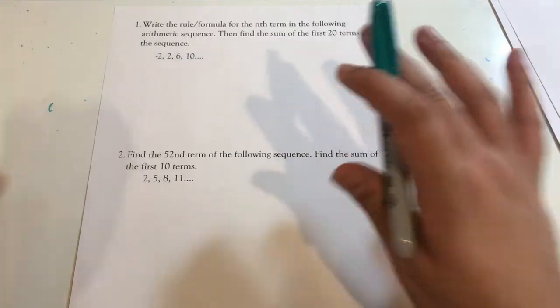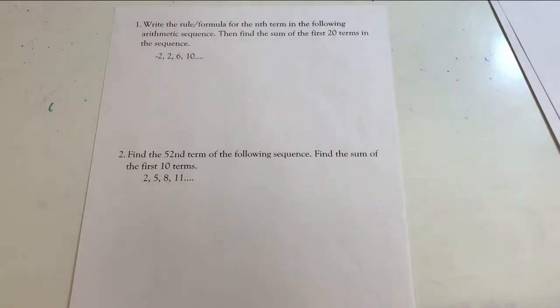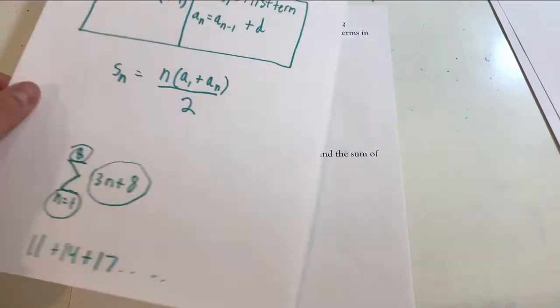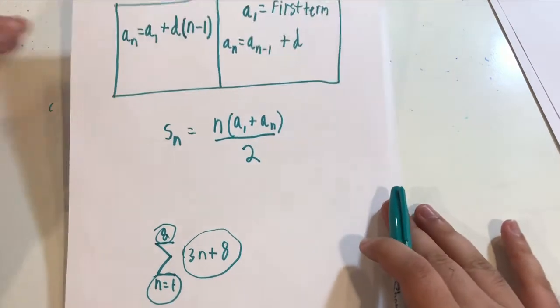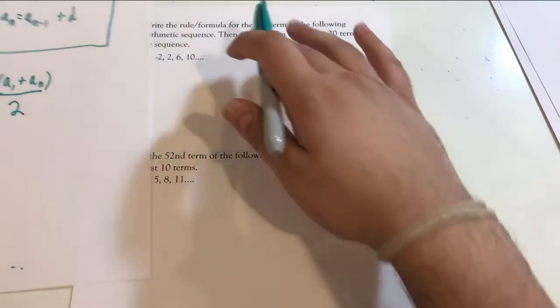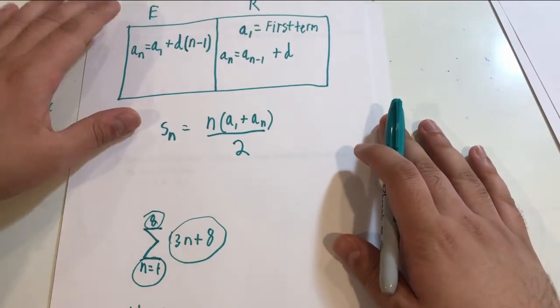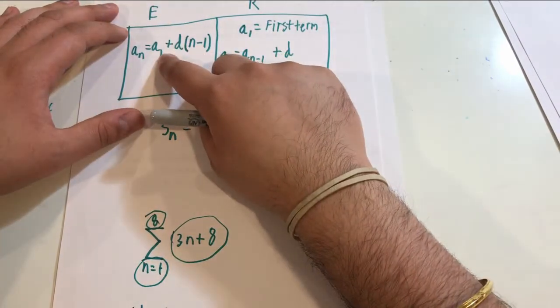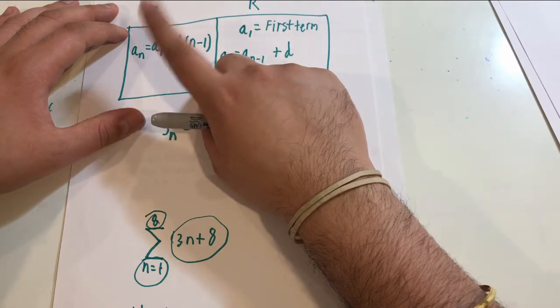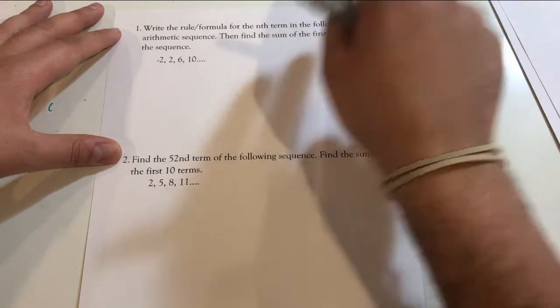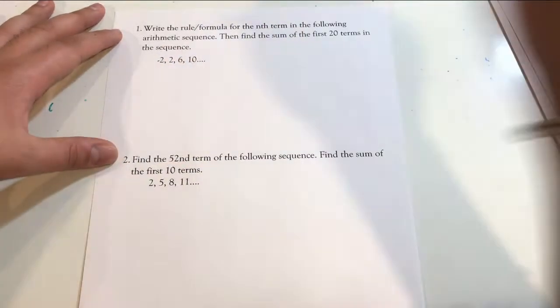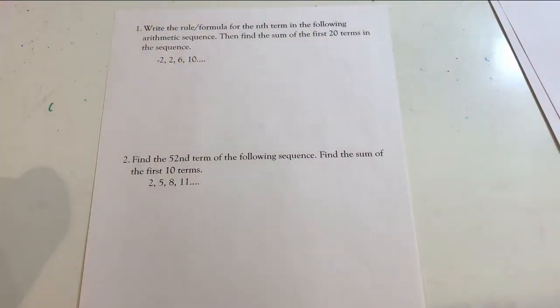So let's look at the explicit form. What do we need for the explicit form? A of n is going to stay A of n, right? Because that's what we're looking for. We're trying to write a formula for the nth term of the sequence. So the information we need is A sub 1, the first term, and the common difference. So let's look for those. Now the first term is already given to us. We have it as -2.